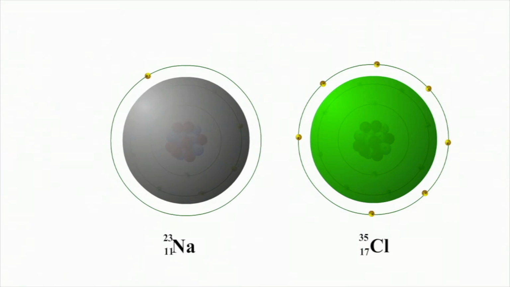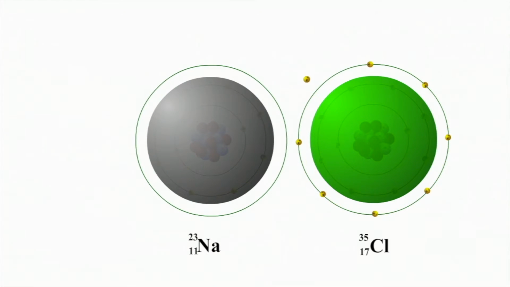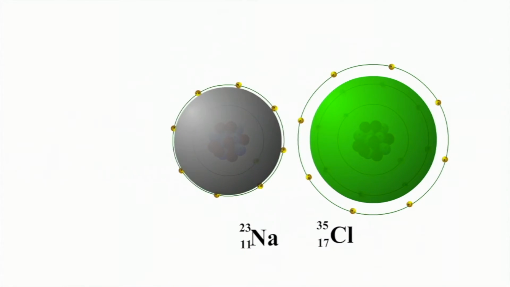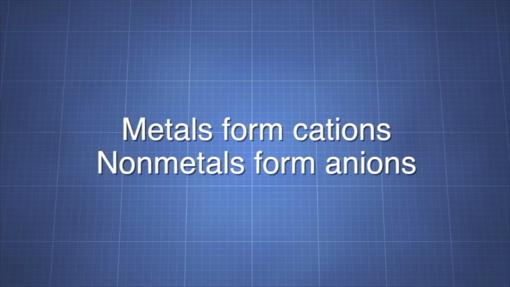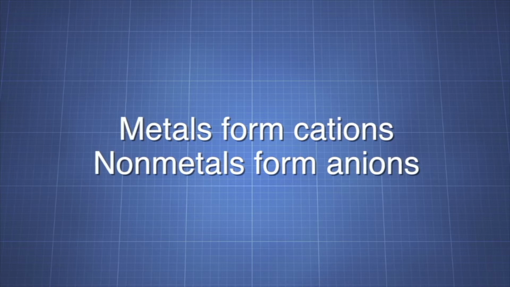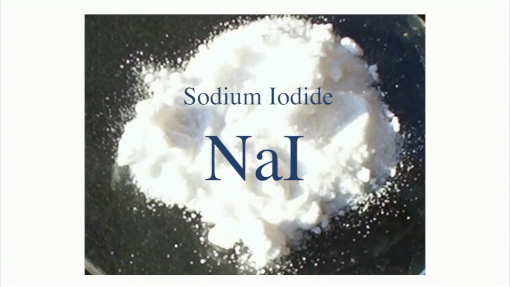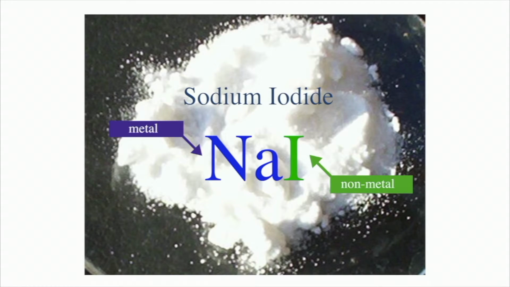Ionic bonds form due to electrostatic attraction between two ions of opposite charge. Since metal ions are positively charged, they form cations. Nonmetallic ions are negatively charged, so they form anions. An ionic compound nearly always comprises ionic bonds between a metal and nonmetal.